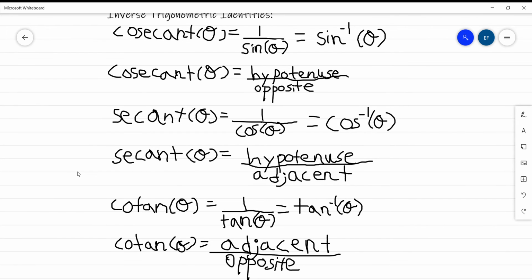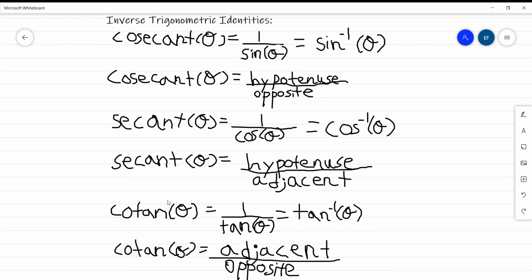So I know this is a lot. These are a lot of definitions. For me, what helps is just remembering the basic definitions, your SOH, CAH, TOA, and when you're doing your inverse, just remember you're swapping your numerator and your denominator. So the easiest thing is just start remembering the basic trig identities, and you can work from there.